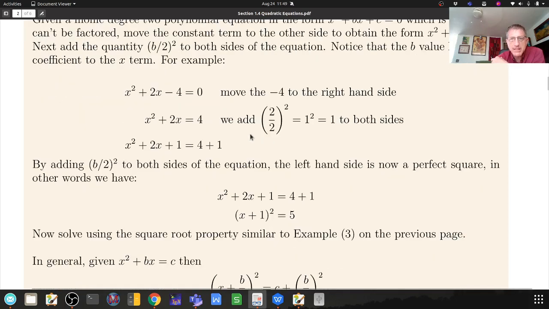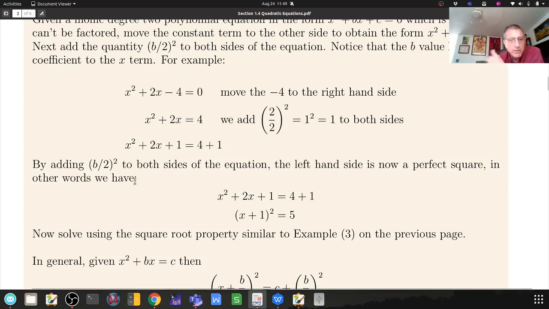So here's an example of doing this. I have x squared plus 2x minus 4 is equal to 0. I'm going to move the minus 4 to the right-hand side, so that gets me to this step right here. Now the b term is 2. So I'm going to add 2 divided by 2 squared, which is equal to 1 squared, which is equal to 1. I'm going to add it to both sides.